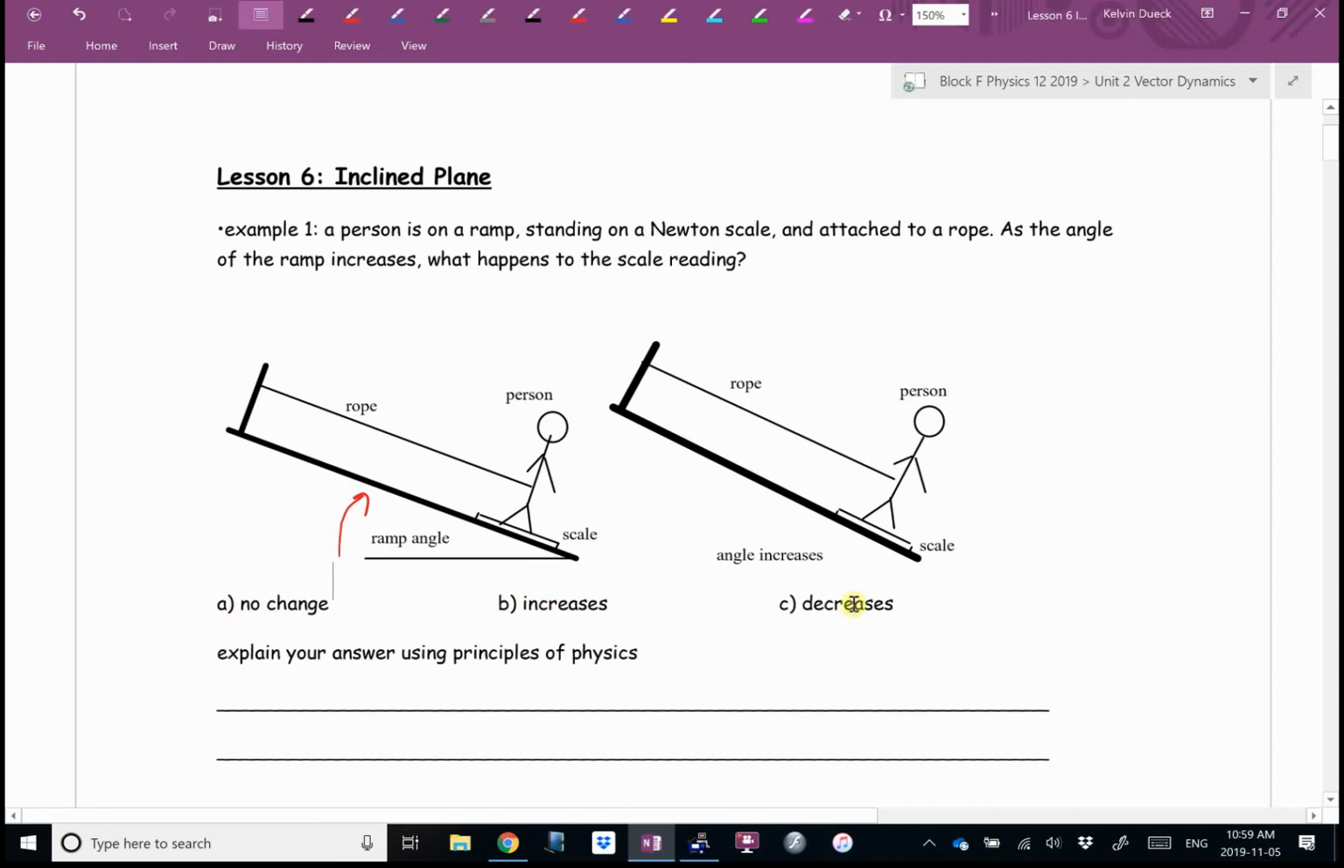First of all, when I'm talking about scale reading, which force am I really talking about? Okay, so as the rope gets steeper and steeper and as the angle gets steeper and steeper and steeper, what happens to the normal force? Bigger, smaller, or stays the same?